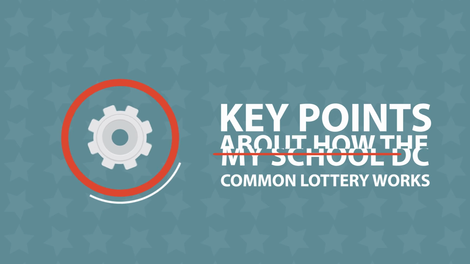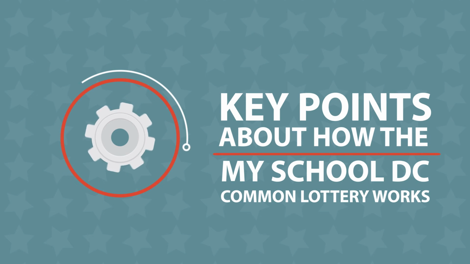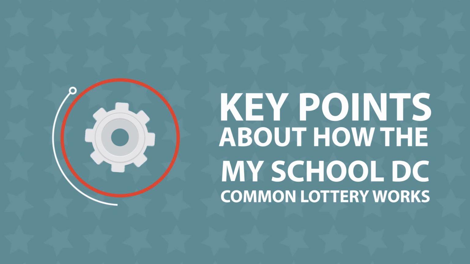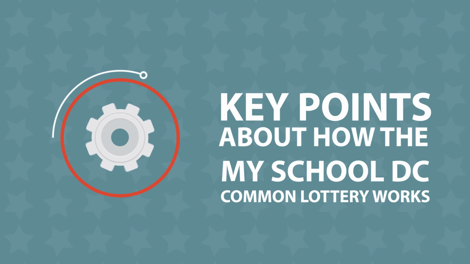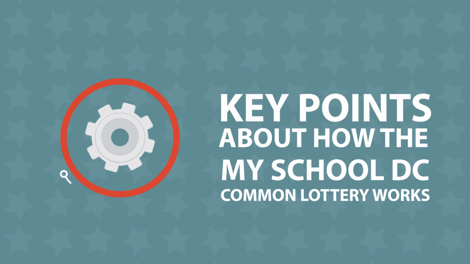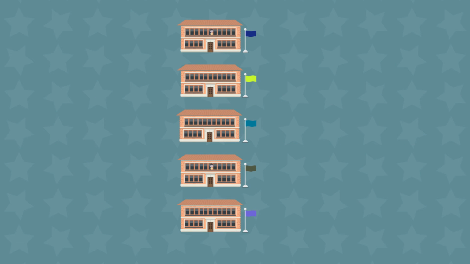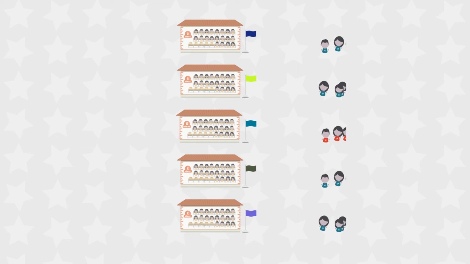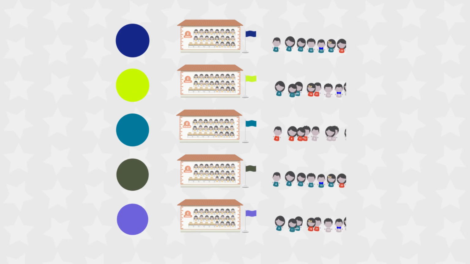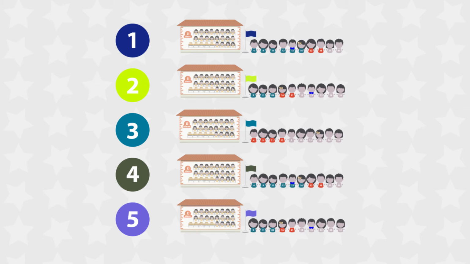As you apply, keep in mind these key points about how the My School DC Common Lottery works. You should list your choices in the true order you prefer them, even if you are applying to very high-demand schools. The more choices you list, the better chance you have of getting a match to a school through the lottery. However, you should only list schools you want to send your child to.